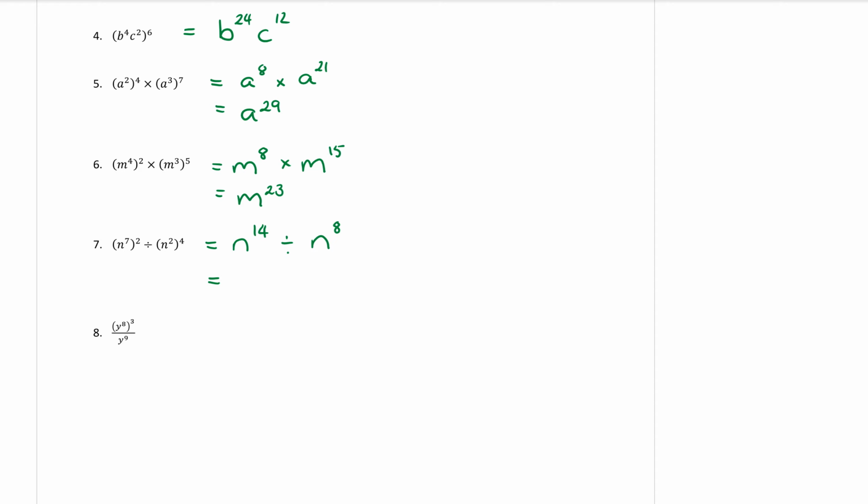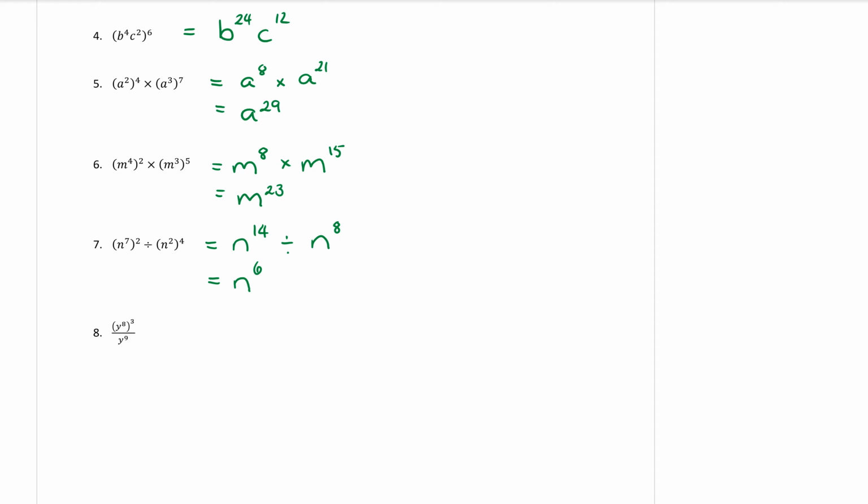Now, because I am dividing, this was the second law. When we divide things with the same bases, we subtract the powers. So n is the base. 14 take away 8 is 6.